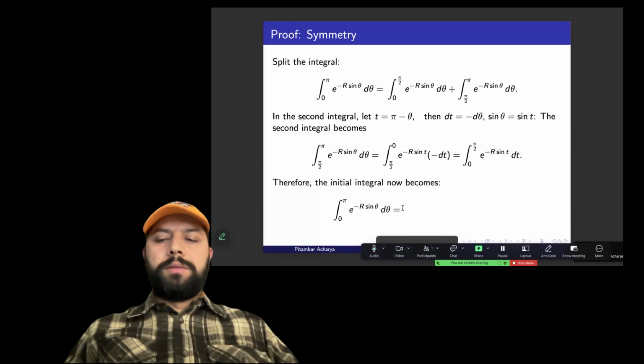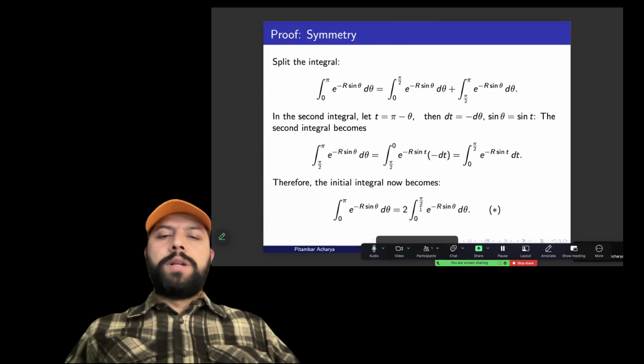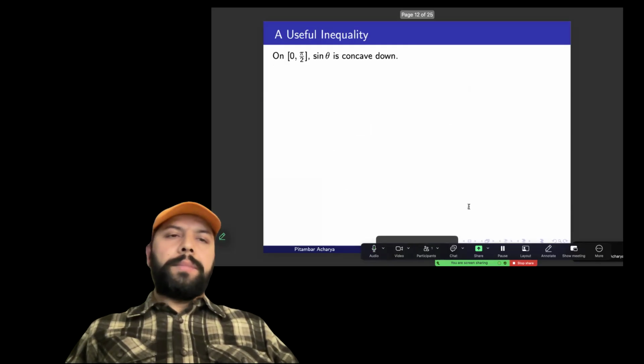Therefore, the initial integral from 0 to pi of e to the negative r sine theta d theta is equal to 2 times, because one is 0 to pi over 2 e to the negative r sine theta d theta, plus this second integral is similar to this one. And because this t is a dummy variable, we can replace t by theta. So these two integrals can be combined, and it will be 2 times the integral from 0 to pi over 2 of e to the negative r sine theta d theta.